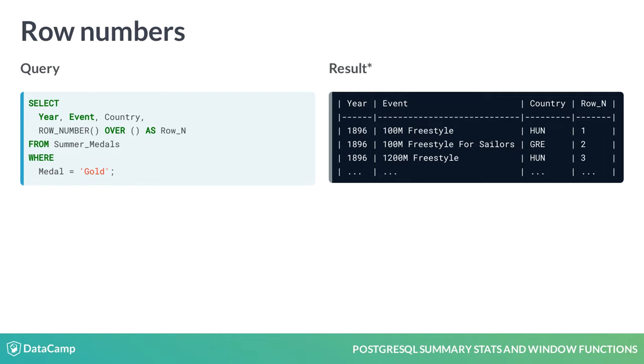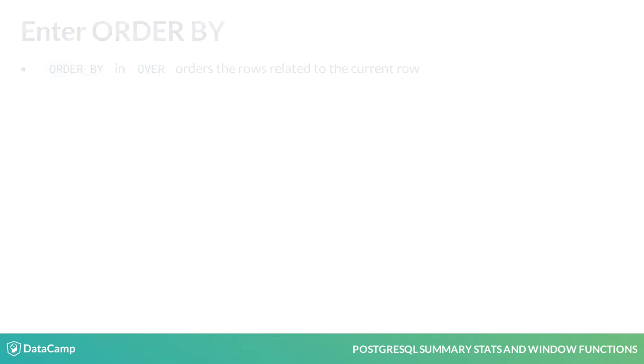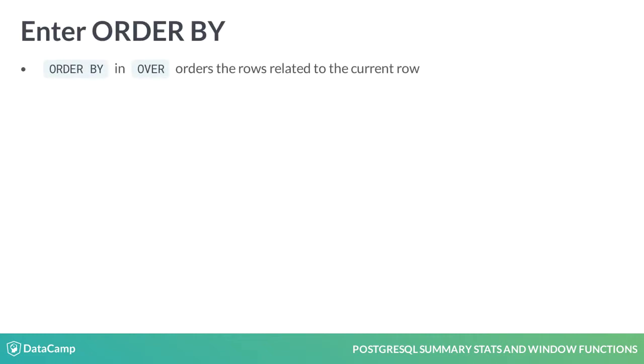What if you want to reverse the numbers? In other words, you want to assign 1 to the last row, 2 to the row before last, and so on. Enter order by. Order by is a subclause of over. It orders the rows related to the current row that the window function will use.